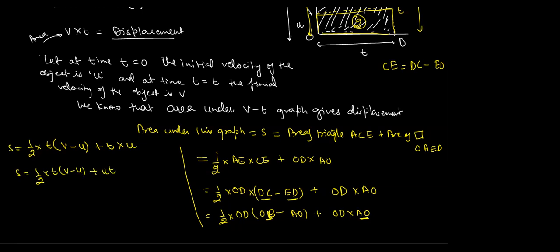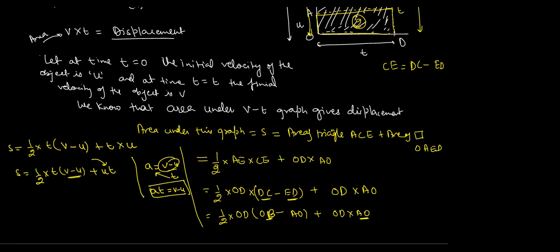Now you know that in the equation of motion we need the UT, but we don't need this one. So in place of this, we can find the value of V minus U from the first equation of motion: A is equal to V minus U upon T. So V minus U will be equal to AT. The value of this is from the first equation of motion.